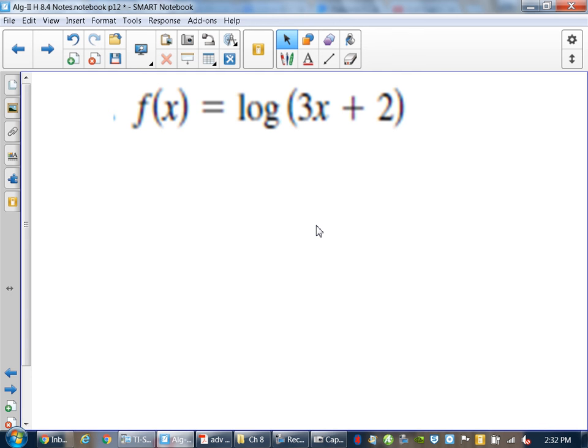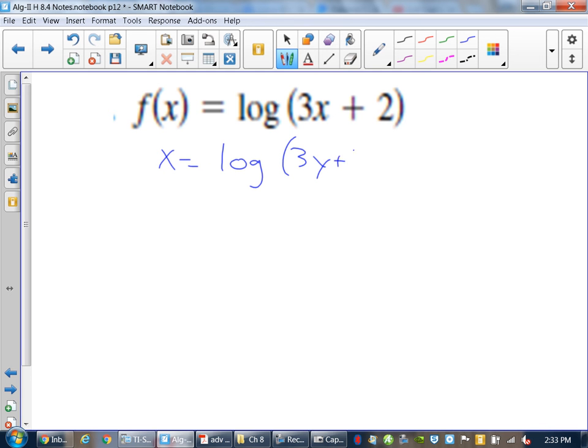Now base is 10, so rewrite x equals log base 10 of 3y plus 2. So I have to exponentiate it by putting what? 10. So 10 to the x is all that. So 10 to the x minus 2 divided by 3 is y.